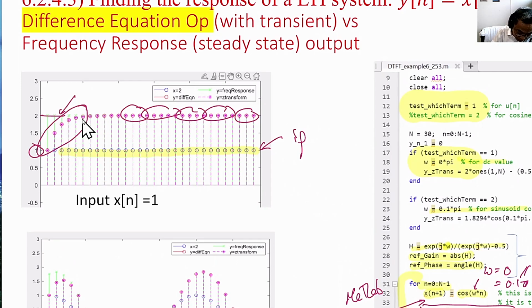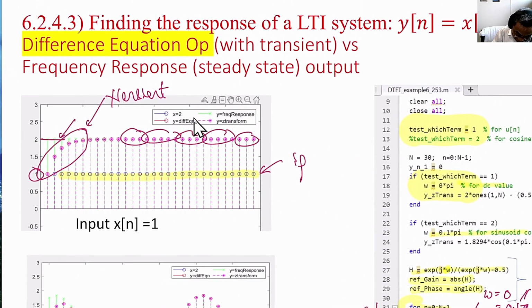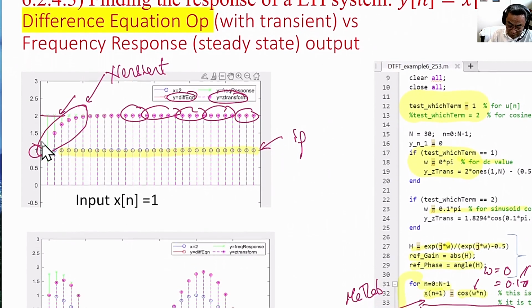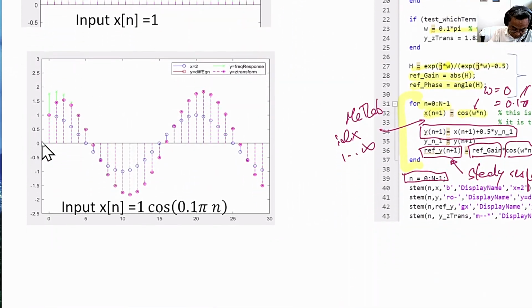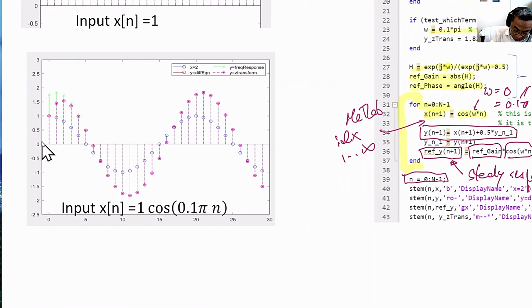So here, this part is the transient condition, and the transient occurs because your difference equation has some memory, and initially the memory is 0, so it builds up. This circle and the star come from 2 different ways I've calculated it. One is through the difference equation, and one is through the Z transform. So notice that the difference equation and the Z transform can capture the transient, while the frequency response only has the steady state response. Using this figure, we have seen this effect. You can also see it from the cosine 0.1 pi.